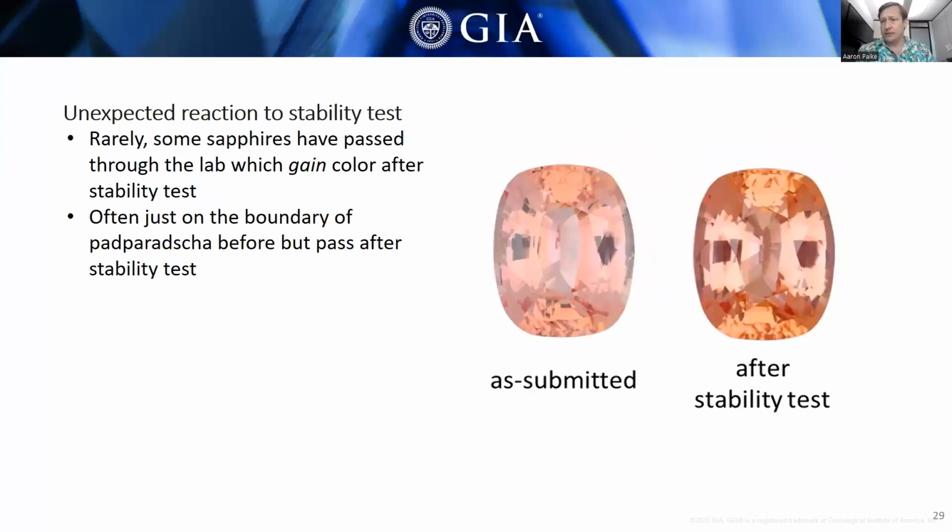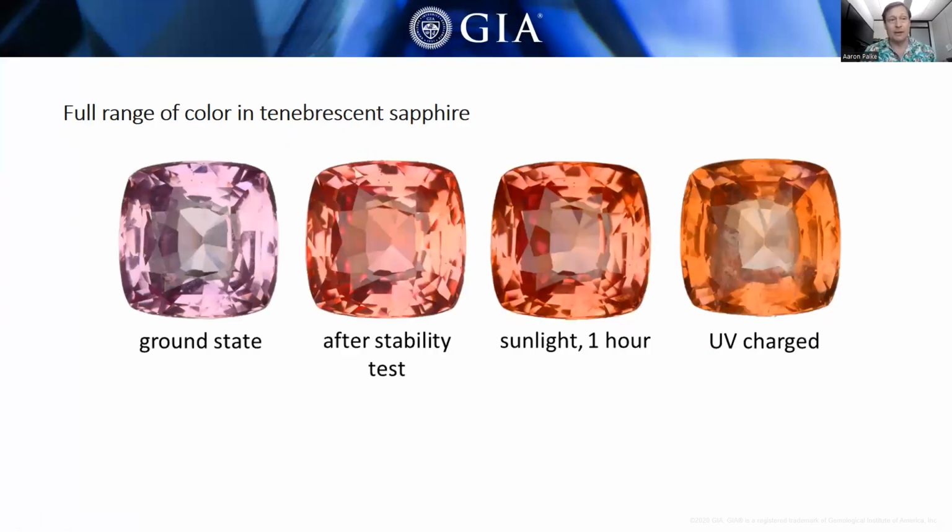Now, one of the interesting parts of this phenomenon, though, is that in some cases we've seen the exact opposite effect. We put these stones in our standard stability test, expecting that either the color would stay the same or we might lose some of this orange color in the sapphires. But in some rare cases, we put these stones in the stability test in our intense incandescent light and notice that they gained a lot of color after the stability test. This is an example here, a sapphire submitted to the lab that was put into the stability test, and it gained a lot of orange coloration afterwards, which was completely unusual. We didn't understand what was going on for the longest time.